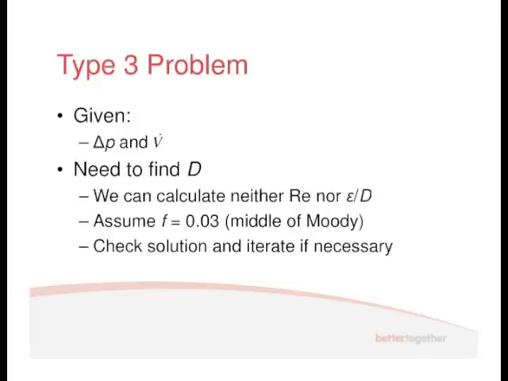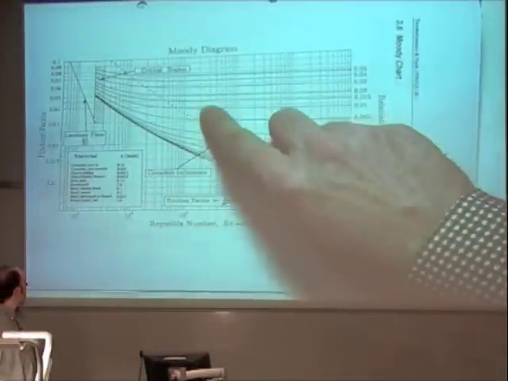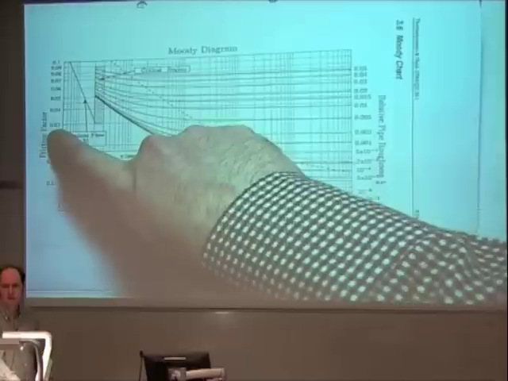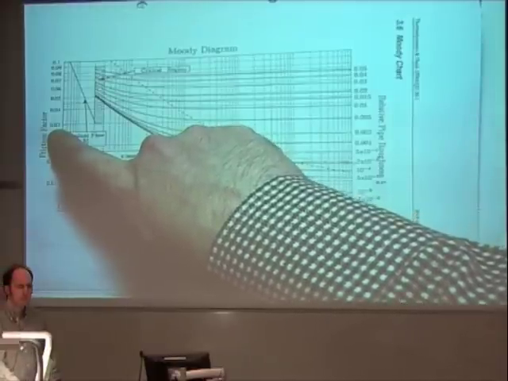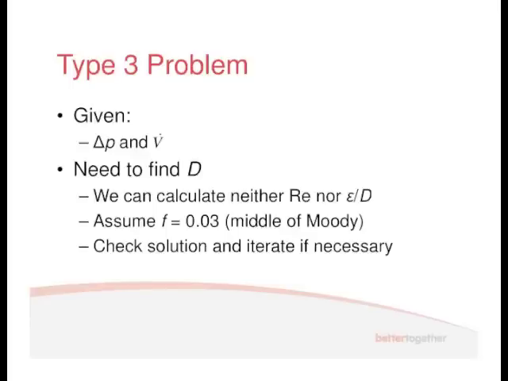So again, you need to make another assumption. This time, we assume that we're somewhere in the middle of the Moody chart. If I show you that, we're about in the middle, somewhere around here. So we just take this as our friction factor, as our initial guess. We assume F is 0.03, just an assumption. Then you go through and solve the problem. If you get a value for D, then you can work out a new Reynolds number and a relative roughness, and you can find a new value of F. And you keep going around the loop.